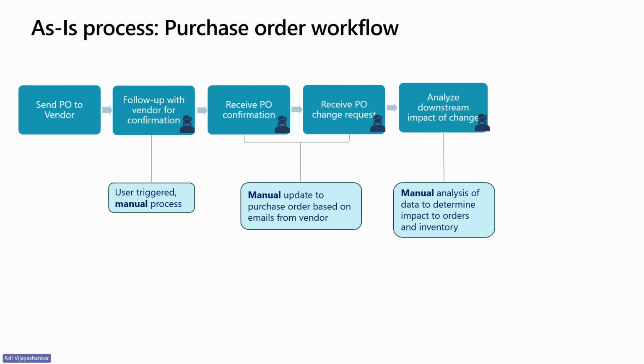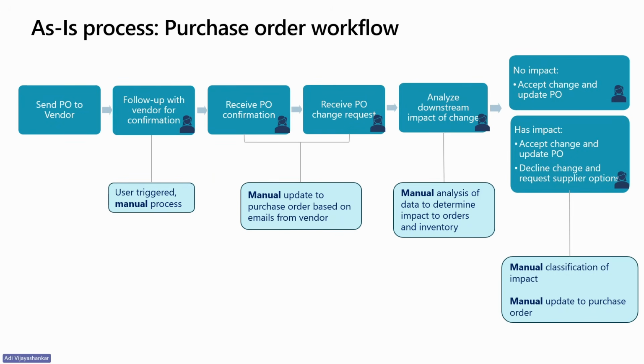What then follows is impact analysis, which is performed manually by the buyer, requiring them to manually review downstream data, such as sales orders, production orders, transfer orders, and what have you, and check inventory positions and risks such as stockouts and minimum levels. This analysis is time consuming, inconsistent, and dependent on individual expertise.